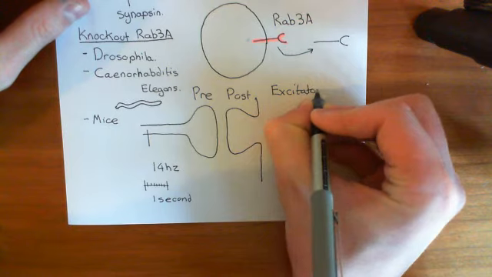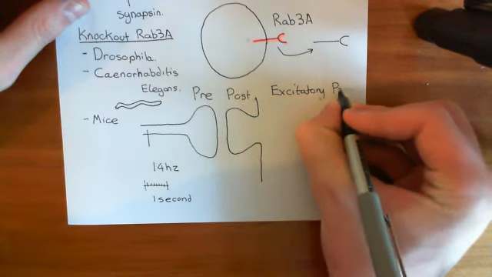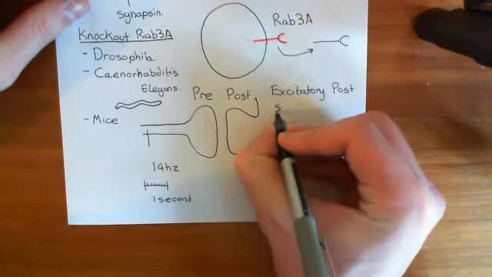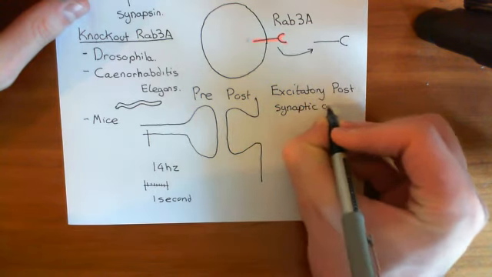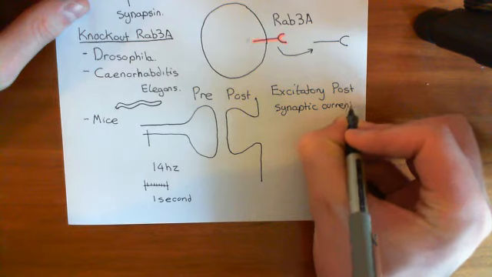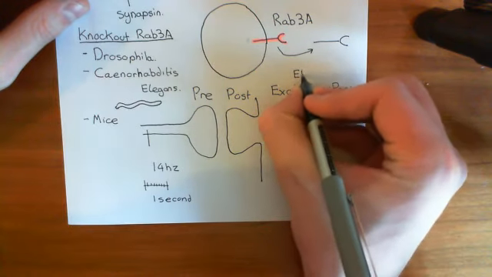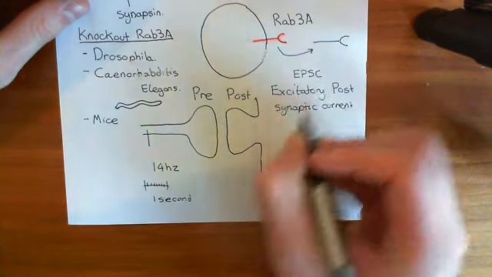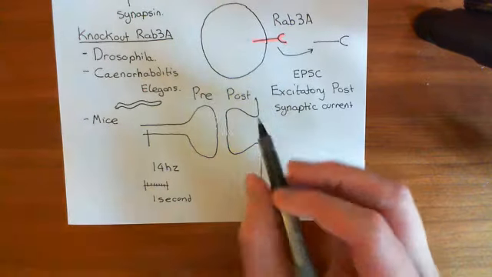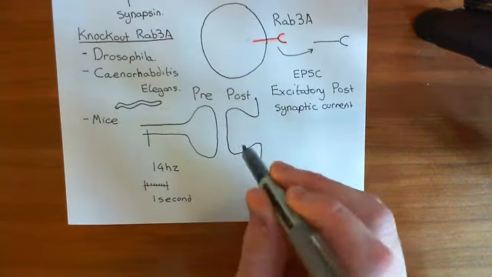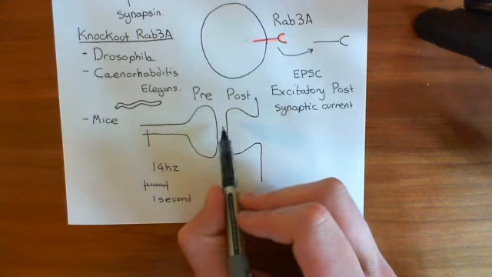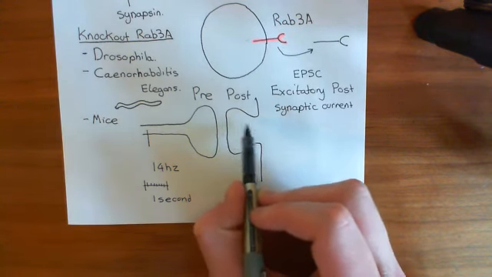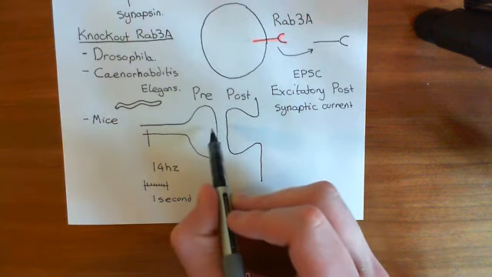Excitatory postsynaptic current. Okay, so let me explain what this means. Excitatory postsynaptic current is often abbreviated to EPSC. What this means basically is you measure how much sodium ions are coming through into this dendritic spine because of the neurotransmitter.